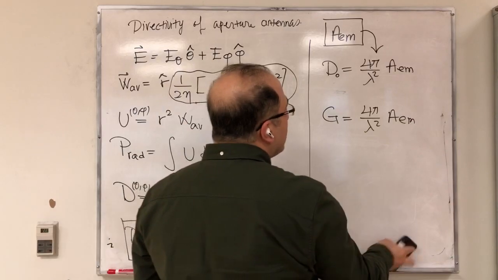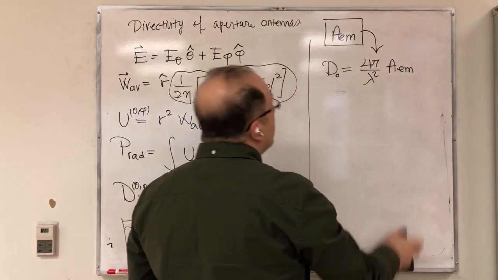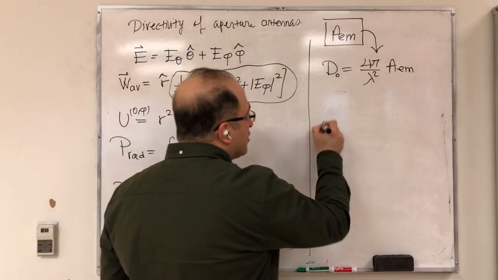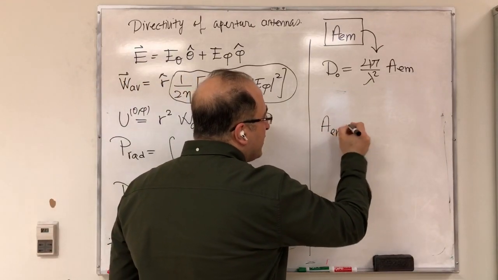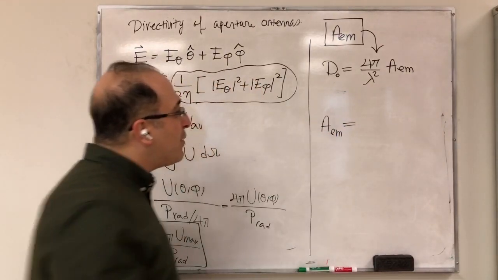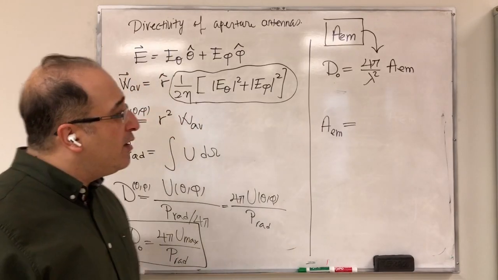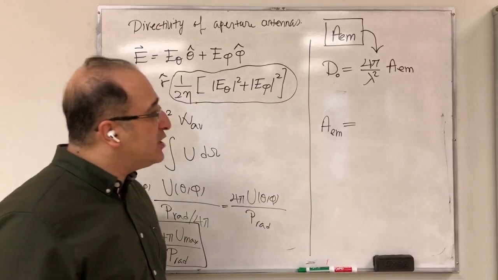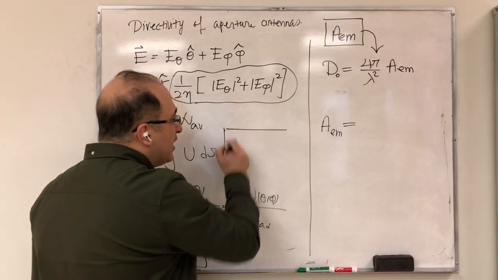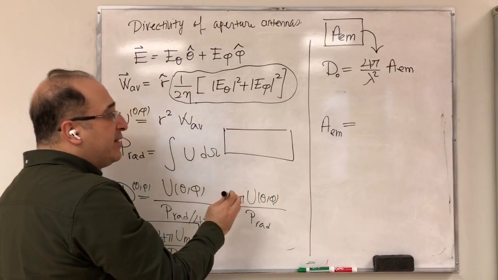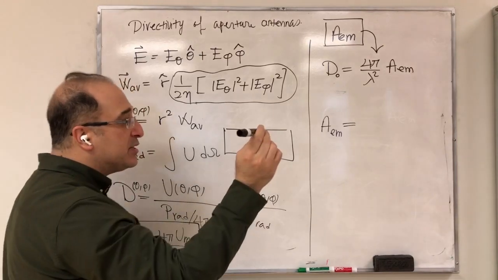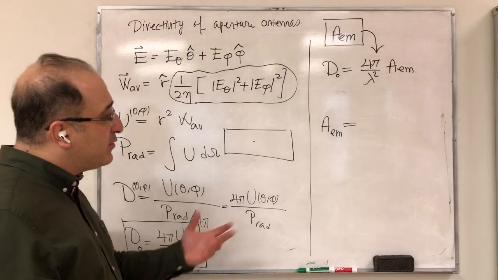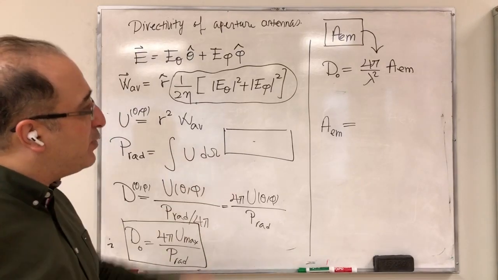Now, let's see how we can find our effective area, maximum effective area of the aperture. So A_em is going to be equal to, so approximations are involved here. One of the important assumptions in this equation is that if this is your aperture, the direction of maximum radiation is perpendicular to the aperture. So this is one of the main things that's implicit here.